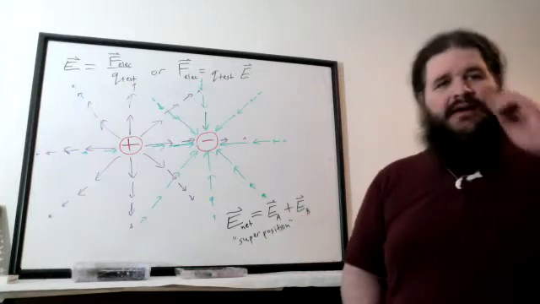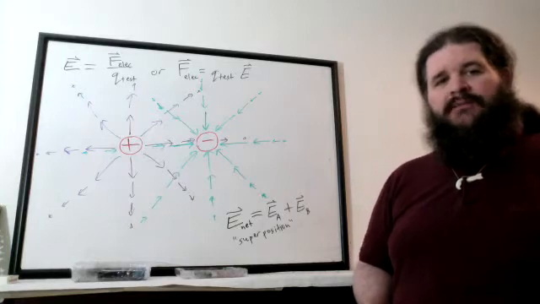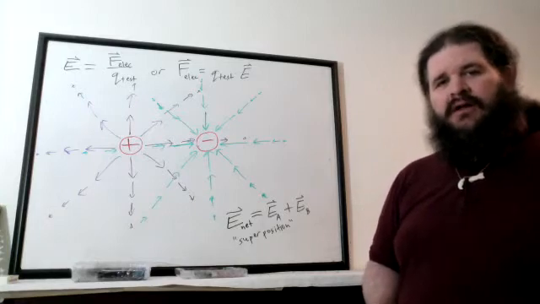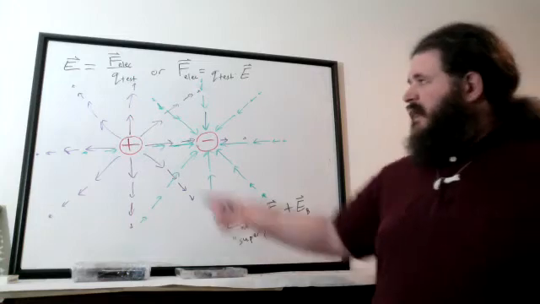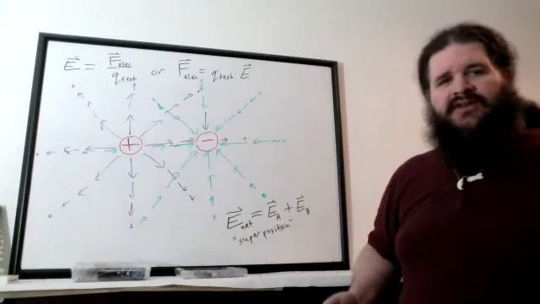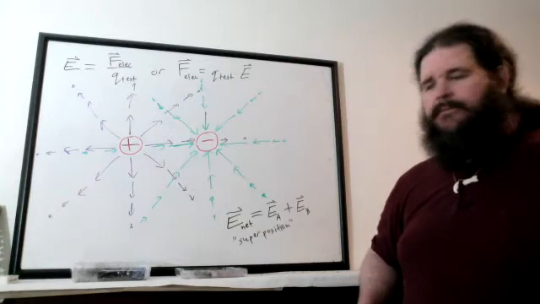Very similar to the idea of waves interfering with each other. If you've got multiple waves in one location, you can just add together their effects. Same idea here. If you've got several different electric fields contributing at one single point, because you've got several different sources, then you can just add together all of their contributions.